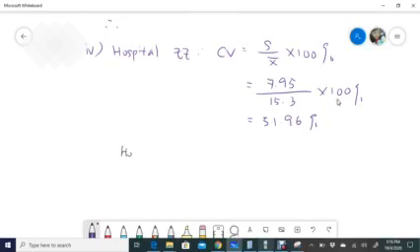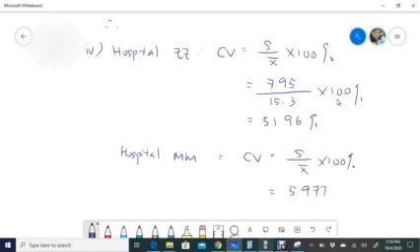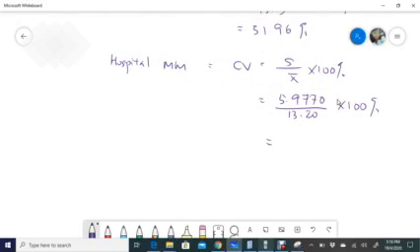Okay, so hospital ACL, CV is S over mean times 100. So you have 5.9770 divided by 13.2 times 100. Okay, so simplify and get the answer. You have 45.28.